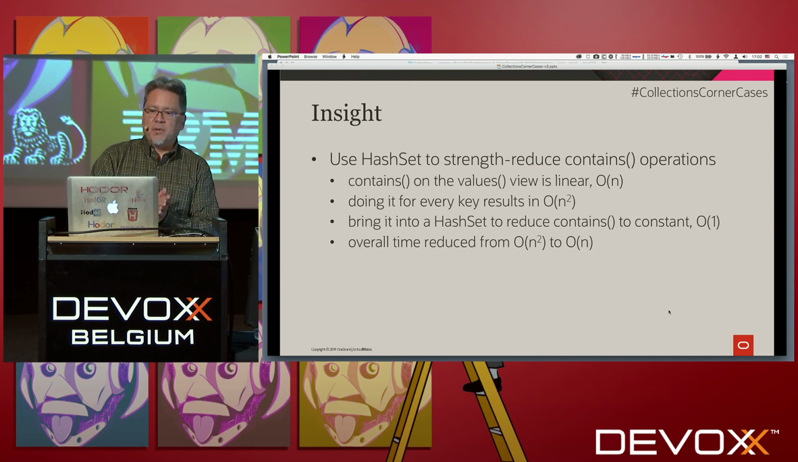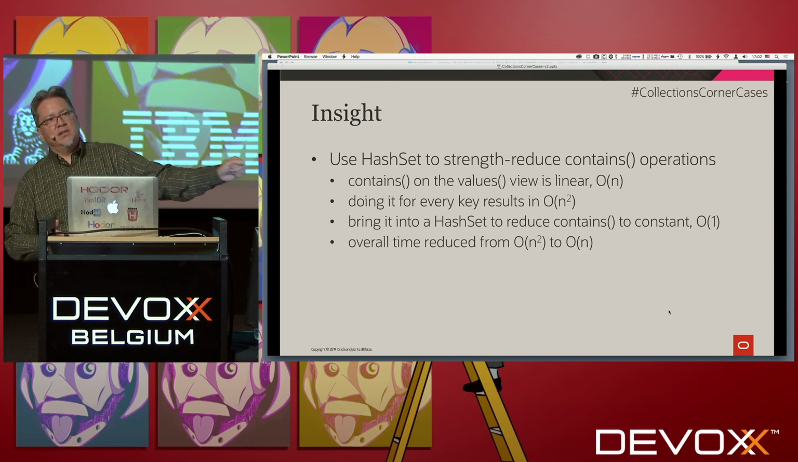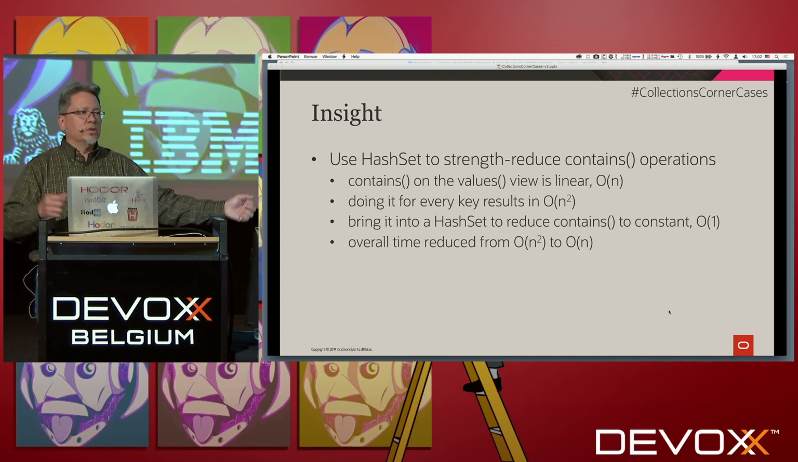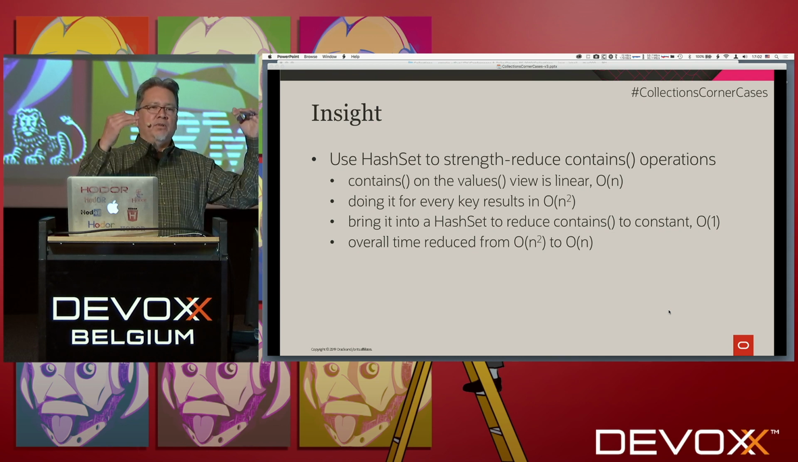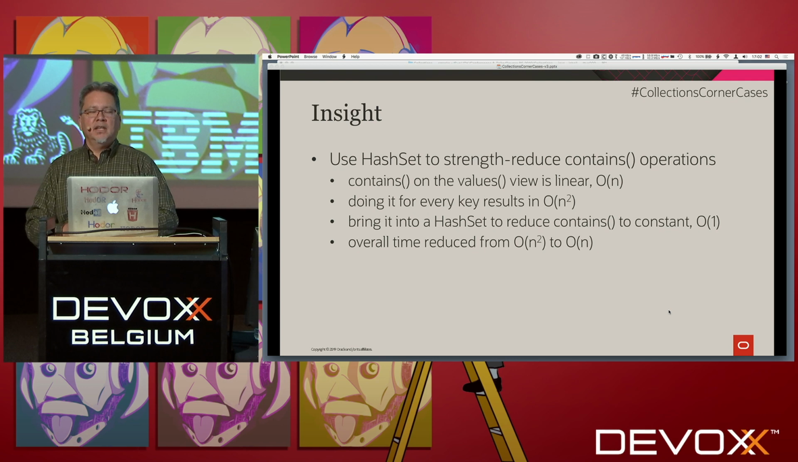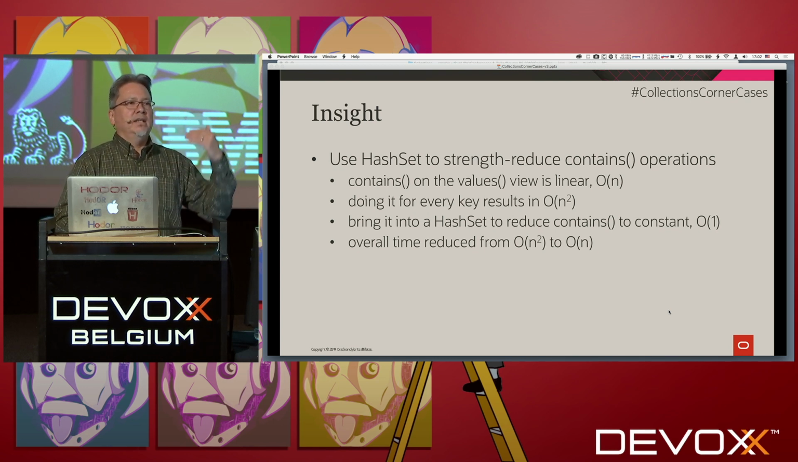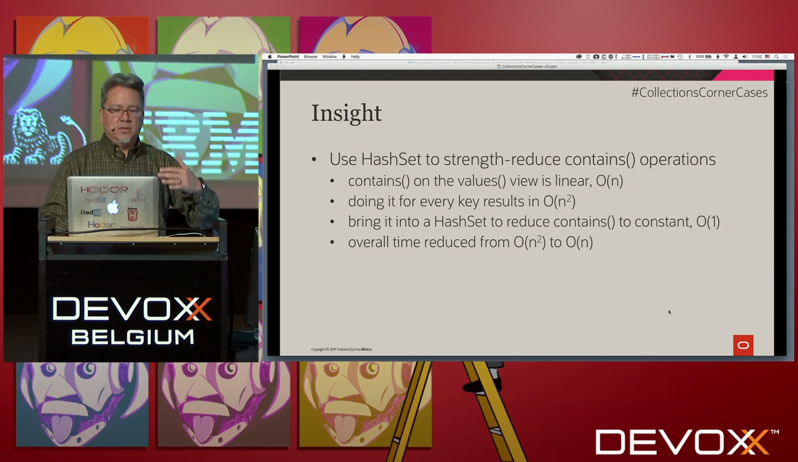So let's think about this a little bit. The key here is we want to do a contains operation on values. If we do map_b.values.contains, then we do a linear search. Well, we're searching the same thing every time, so if we're willing to pay a little more space, let's collect those values into a hash set, and that reduces the contains operation from linear to constant. And since we're doing that for every entry, we've reduced n-squared to linear.